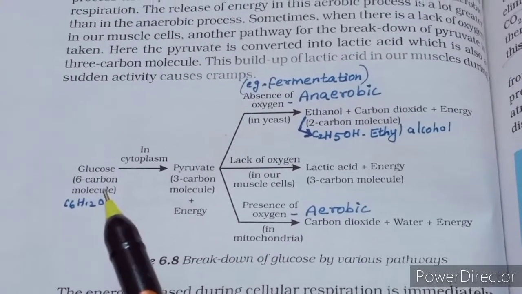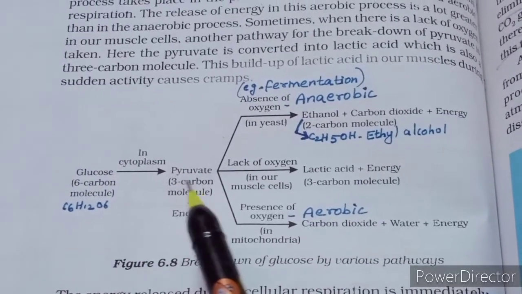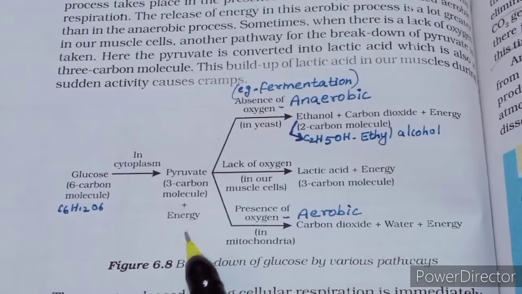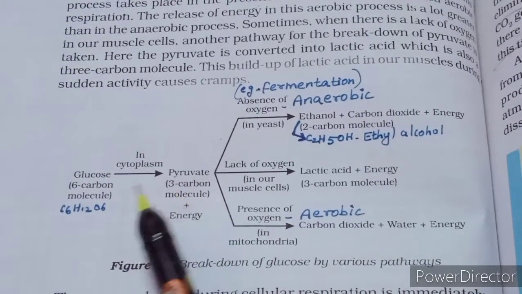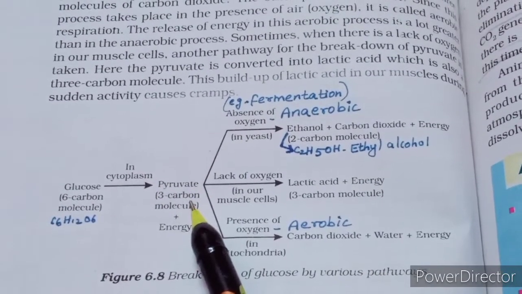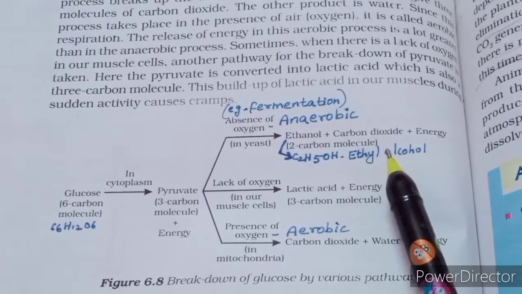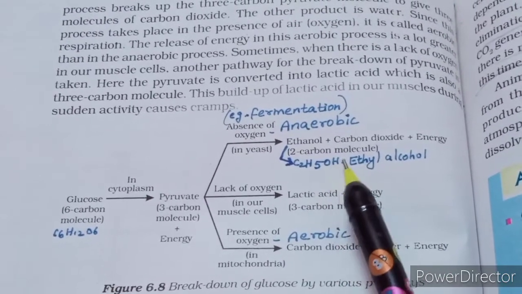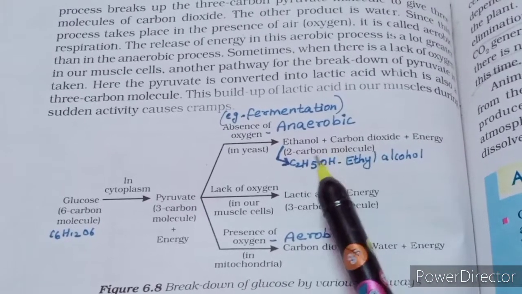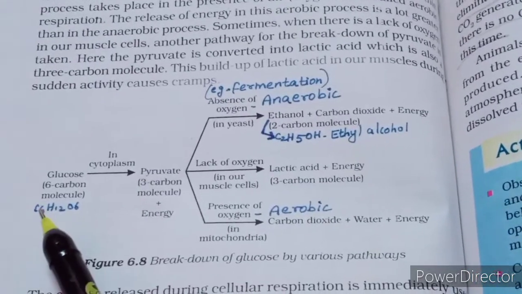First, the glucose, a 6 carbon molecule, formula is C6H12O6, is converted into pyruvate, a 3 carbon molecule, and it releases energy. This conversion or breakdown is taking place in the cytoplasm. Then this pyruvate 3 carbon molecule is converted into ethanol, or otherwise called ethyl alcohol. The formula is C2H5OH. Ethanol, carbon dioxide and energy. Ethanol is a 2 carbon molecule. You can see C2, 2 carbon molecule, and here it is a 6 carbon molecule, C6.